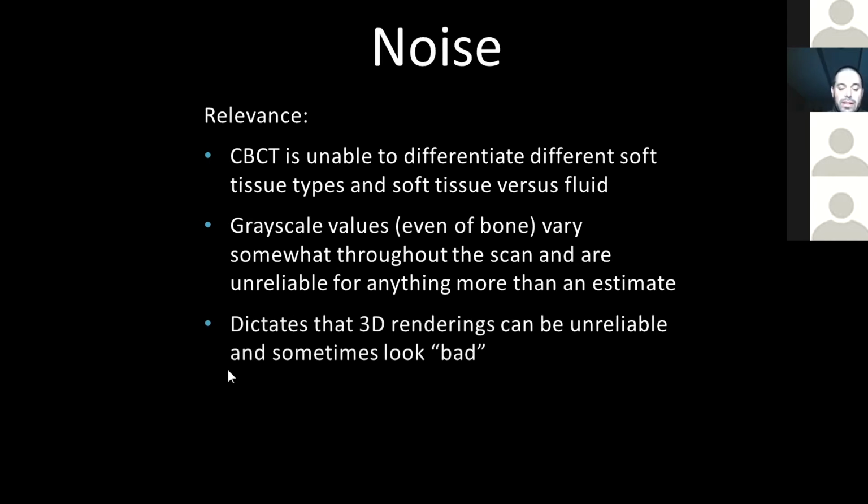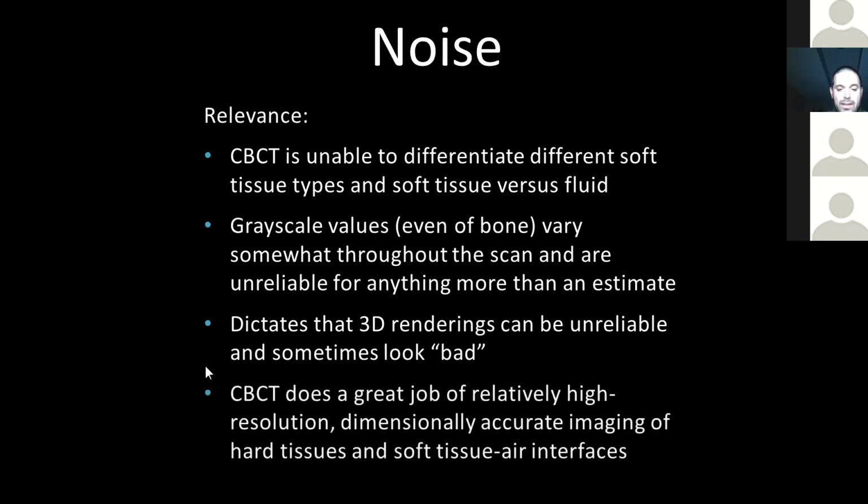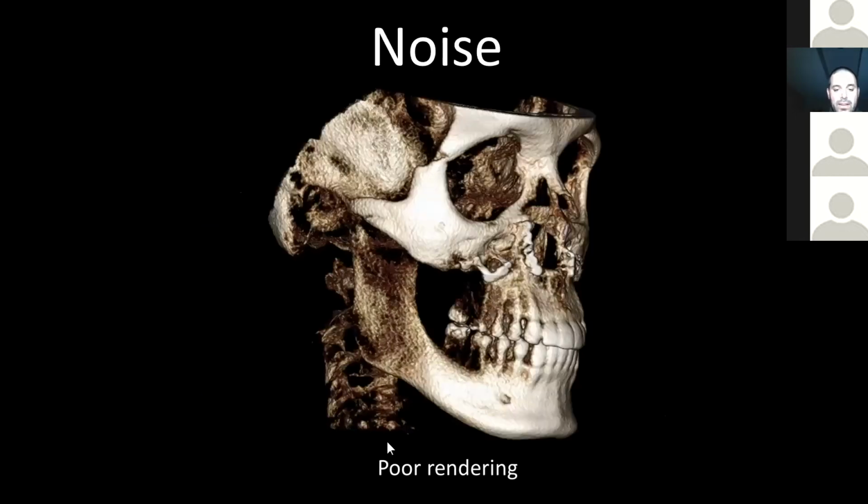And I mentioned this already, okay? Because of noise, our 3D renderings sometimes look unreliable. It makes it look like there's bone there when it's not, even if you feel like you have the threshold setting as good as you can get it. And again, I've covered this. Cone beam CT really does a nice job of high resolution, dimensionally accurate imaging of our hard tissues. It also does a really pretty nice job of our soft tissue to air interfaces. So that's skin to air and our airway passages to air. Here's our poor rendering right here. It looks good in the anterior jaws, but once we get back here, the bone looks eaten away. That's not actually the case. If we looked at the slices, it would be there, but really because of noise, we're losing that signal.